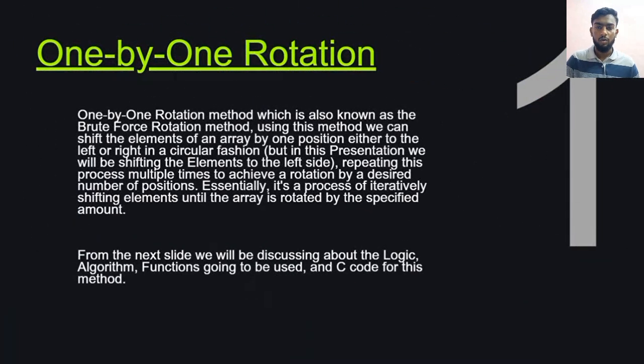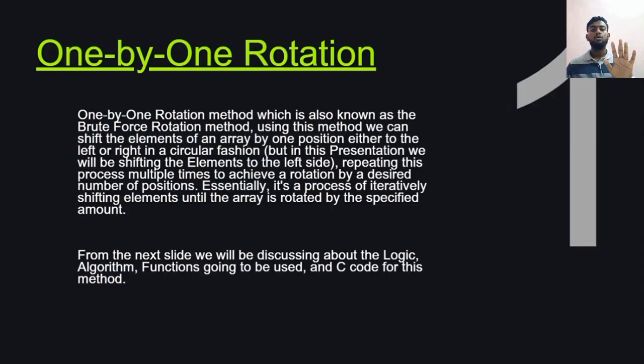Let's discuss 1x1 rotation. Basically, 1x1 rotation is a method in which, to explain in simple language, this is the first element, second, third, fourth, fifth. I am taking 5 elements and storing them in one array.